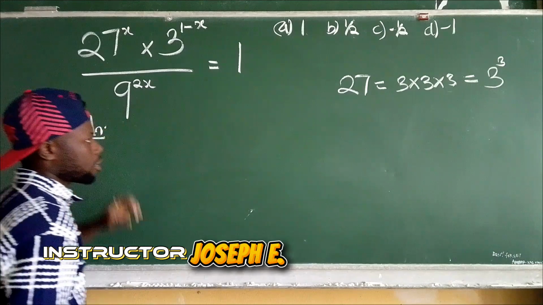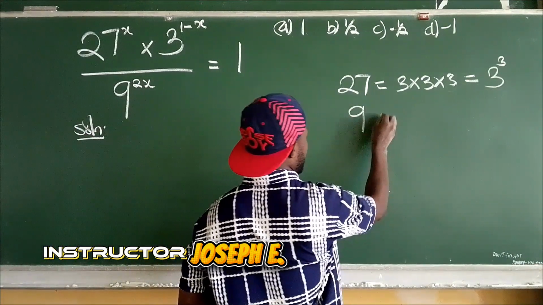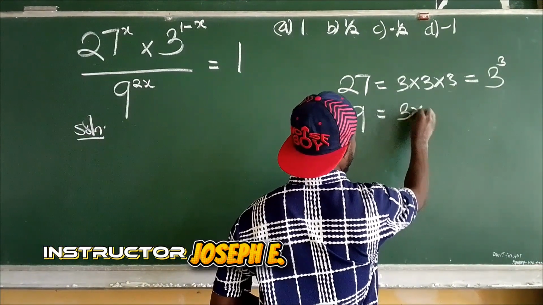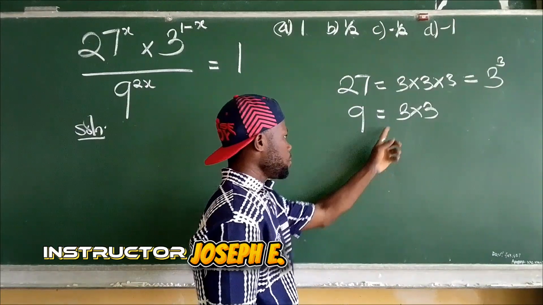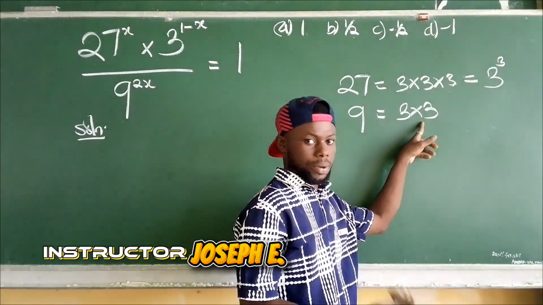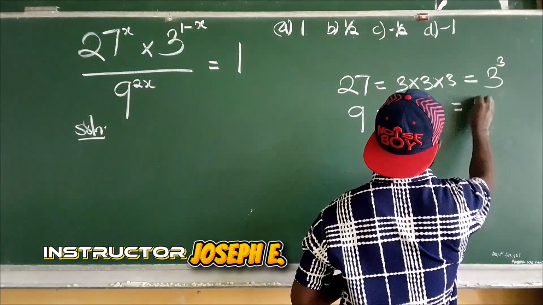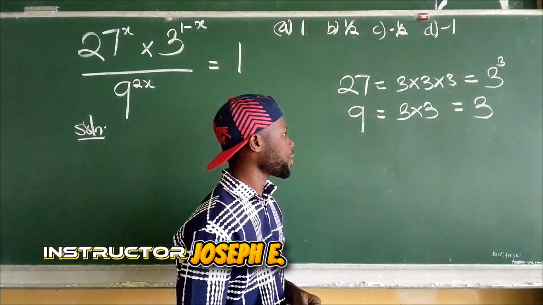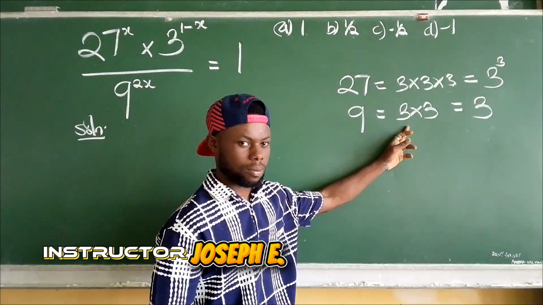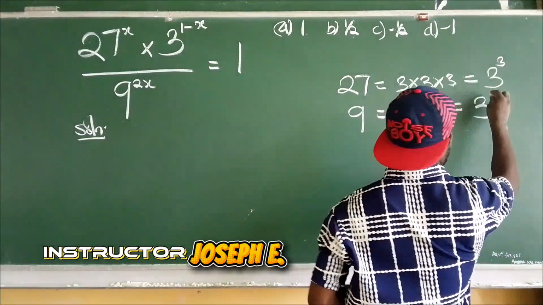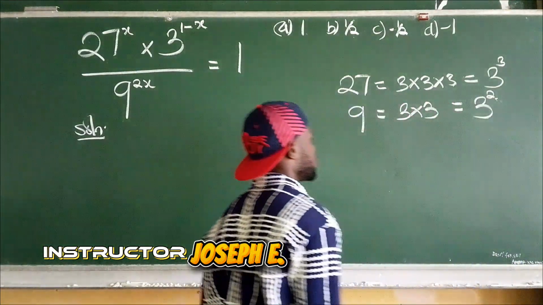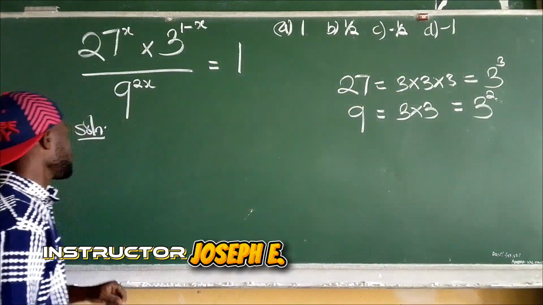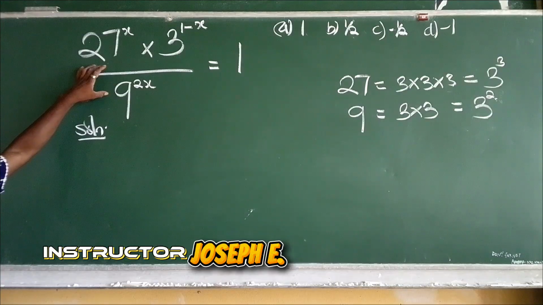The same with 9. 9 is equal to 3 times 3. Because the number in this multiplication is 3, I'll put down 3, then raise it to the number of times it has 3 in this multiplication: 1, 2, raised to the power of 2. Let's bring those two into substitution.